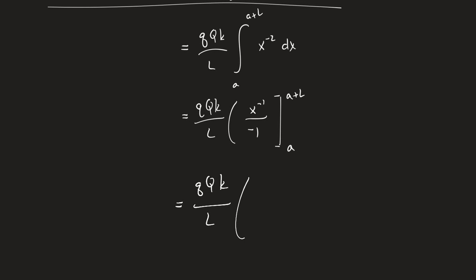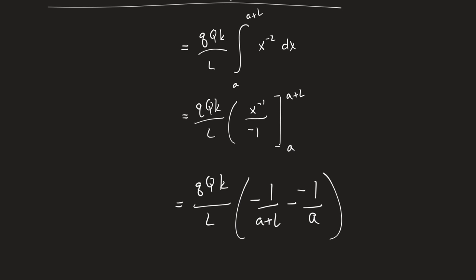So this will be -1 over a plus L minus -1 over a. We're plugging in our limits. You put in your upper limit, and you subtract your lower limit. That's the answer. You should clean it up. The best way to clean it up is to get common denominators, and of course, flip it so that it's positive. It's going to be a positive answer.